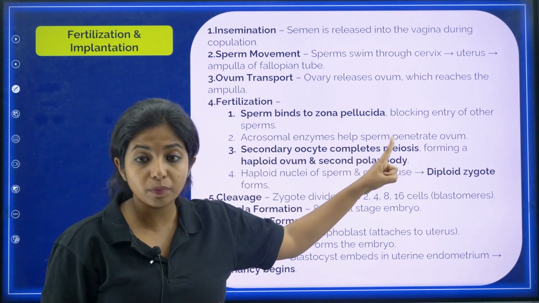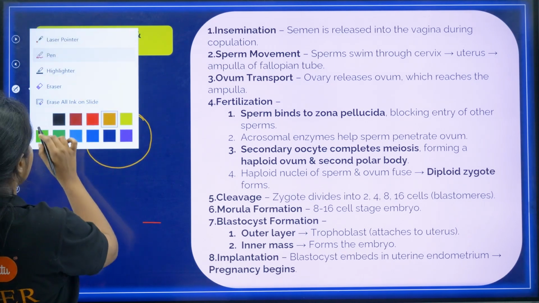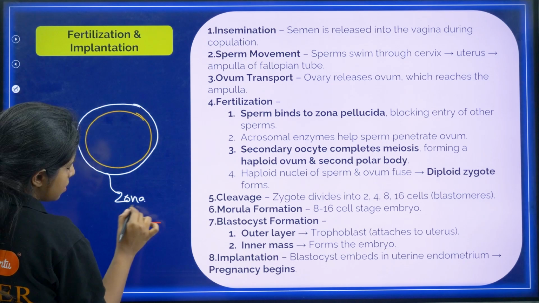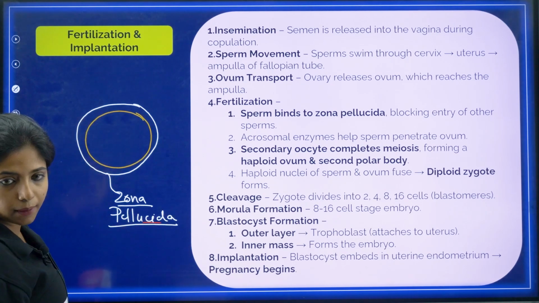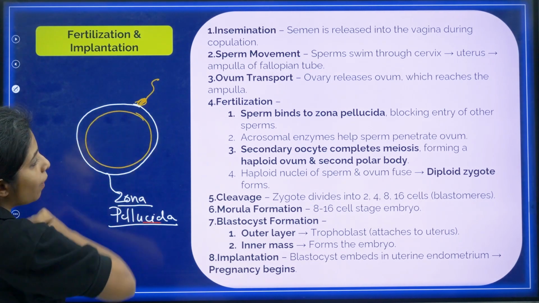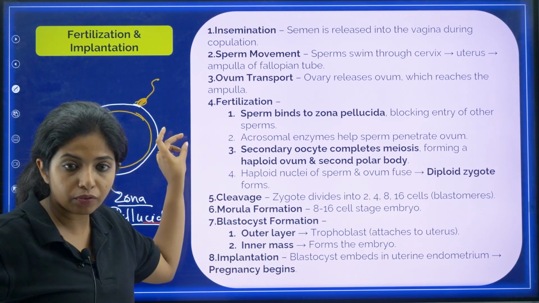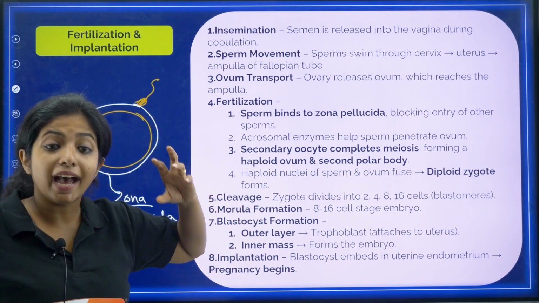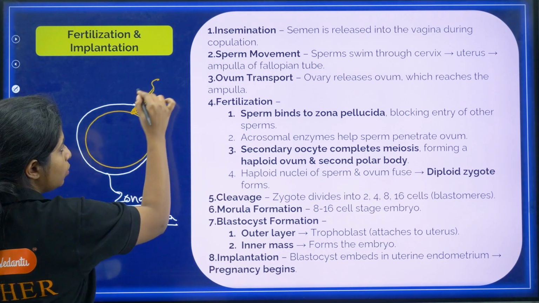Now the sperm first binds to the zona pellucida, my dear children. I told you this is the secondary oocyte. The secondary oocyte releases a membrane around it, which is known as the zona pellucida. The sperm will come and bind over here. Once the sperm binds, it releases enzymes. The sperm have acrosomes, and acrosomes have hydrolytic enzymes, which will break open the zona pellucida, and the sperm will come to the plasma membrane.